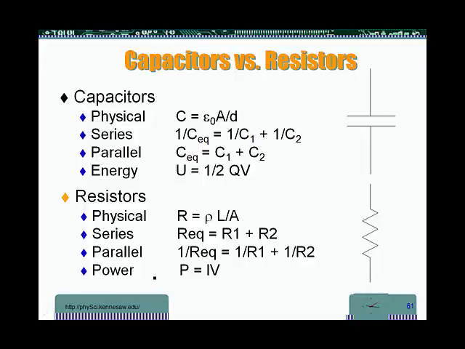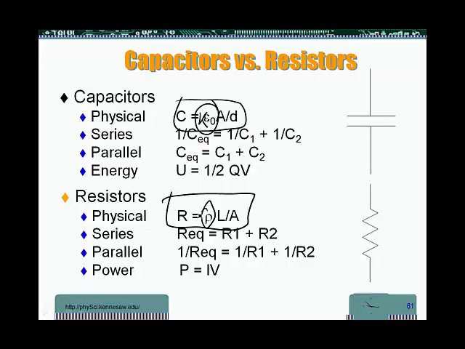Okay, a comparison with capacitors. Now, the equation for capacitance for a parallel plate capacitor is given by epsilon 0 A over D. If I have an insulator, it's going to be kappa epsilon 0 A over D. The equation for resistors is rho L over A. When you compare these two equations, they are very much the same. So this is the dependence on the material in both cases, and both of them depend on the physical size of either the capacitor or the resistor.